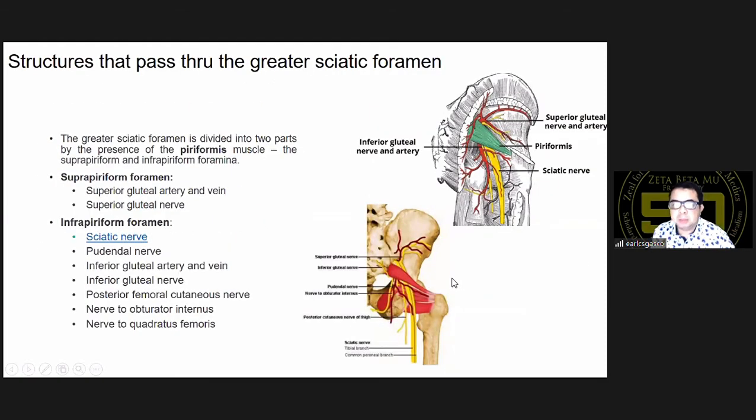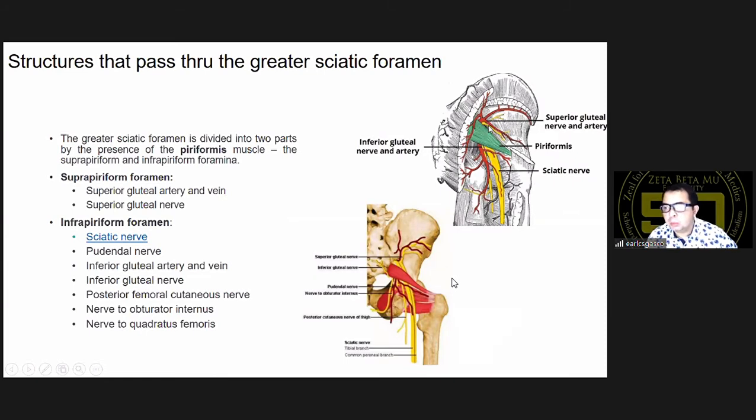Now, what passes through the greater sciatic foramen? The greater sciatic foramen is divided into two parts by the presence of the piriformis muscle. This is your muscle. The foramen is divided into two parts by the piriformis muscle, forming the suprapiriform foramina and the infrapiriform foramina.